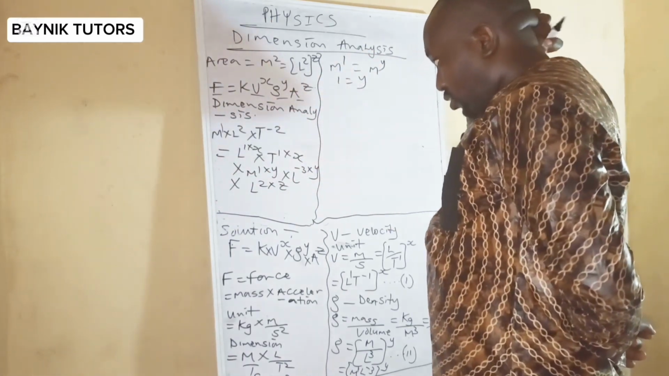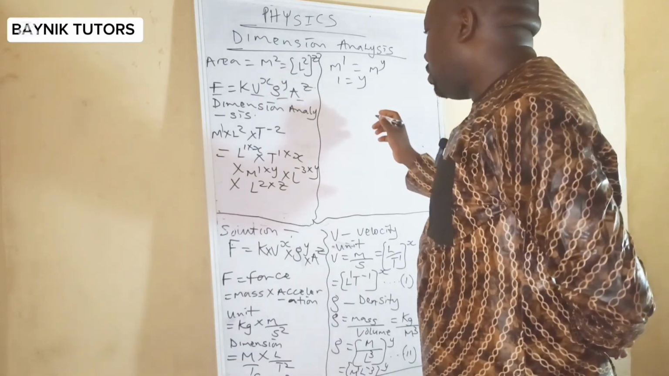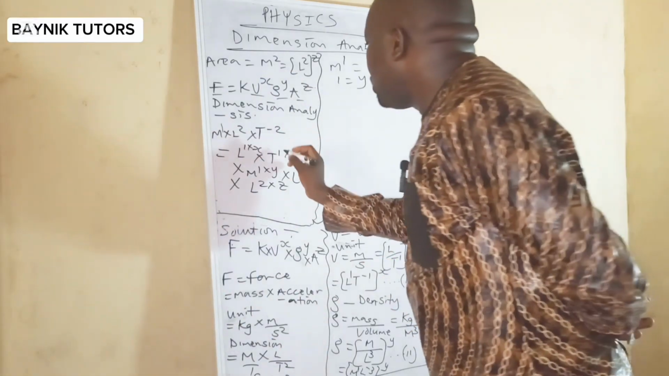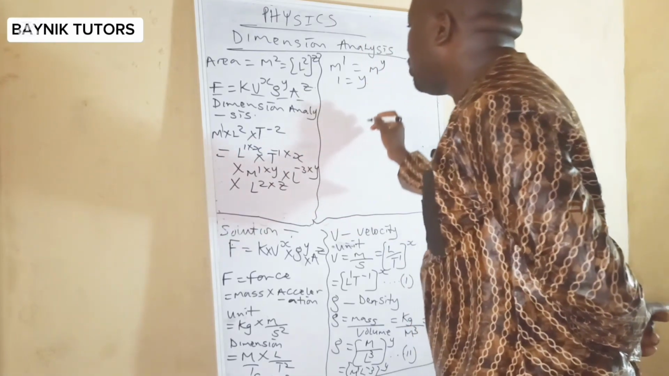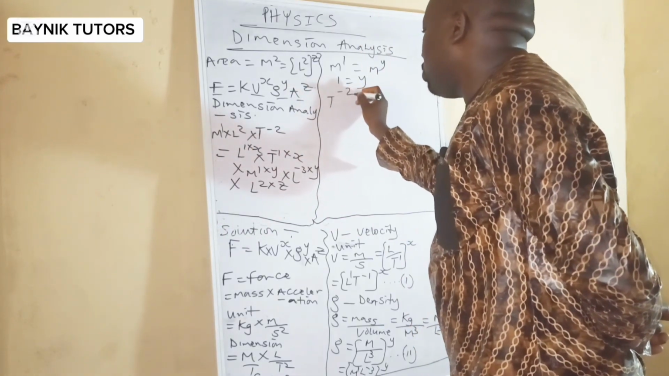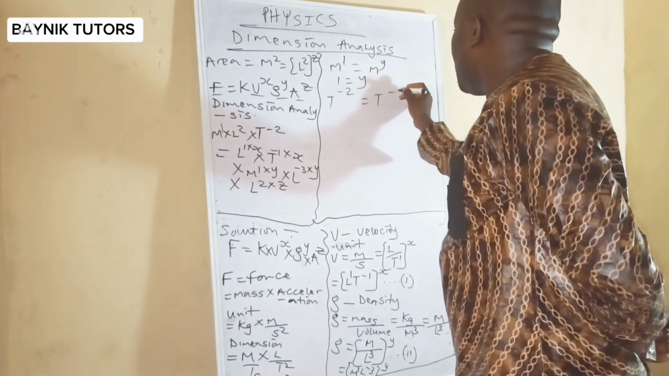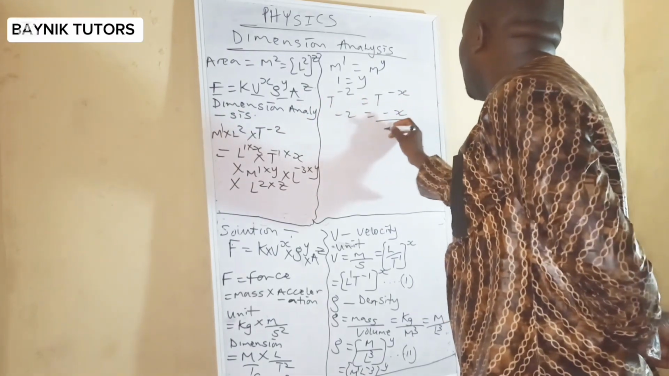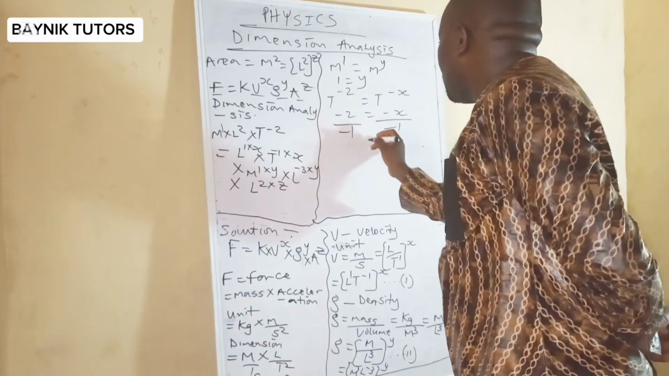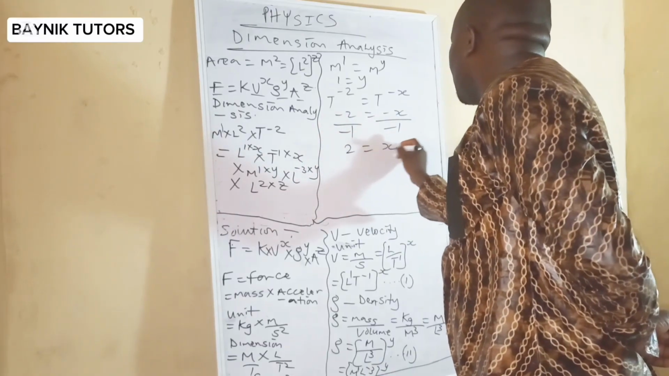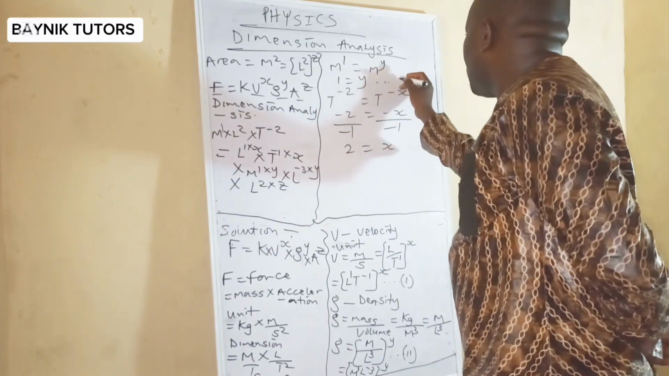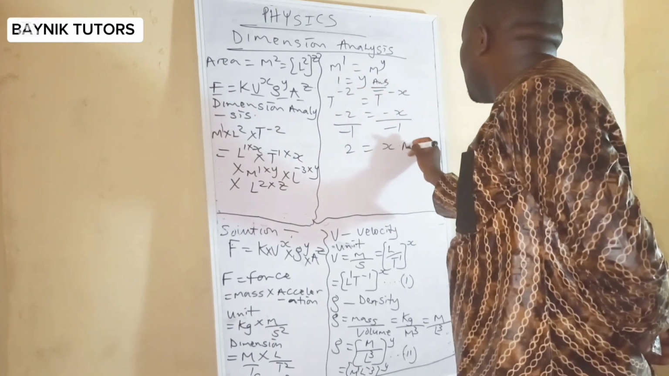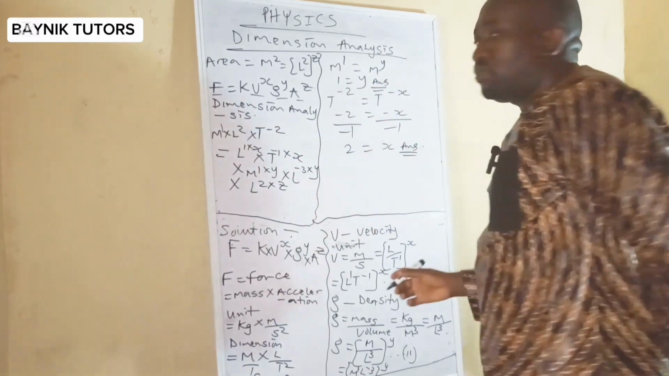So I will say, here my T there is minus 1. So we write that. So here will be T raised by minus 2 is equal to T raised by minus x. So minus 2 is equal to minus x. So divide this side by minus 1. So here will be 2 is equal to x. That is the first answer. This is the second answer. And now move back.